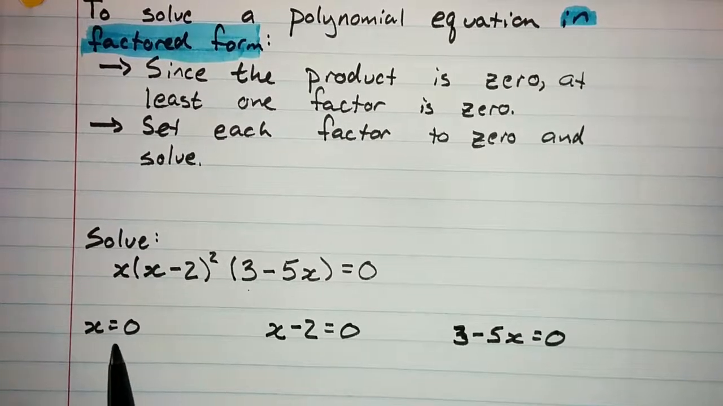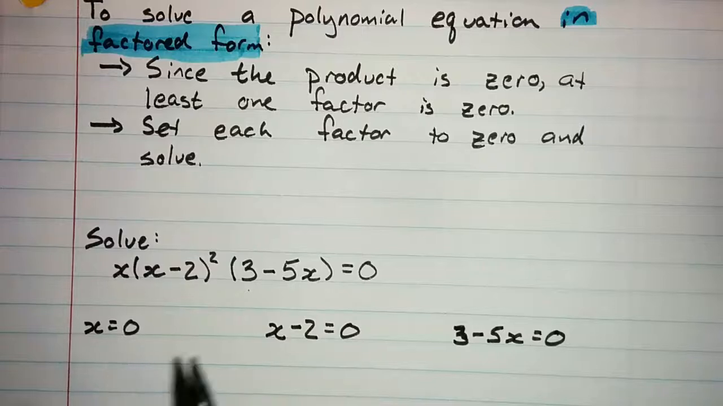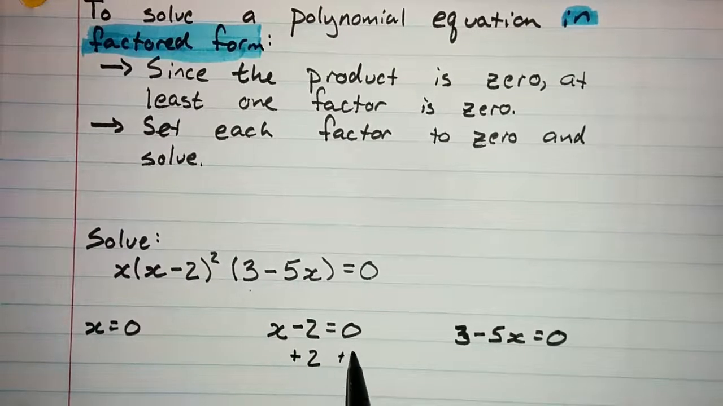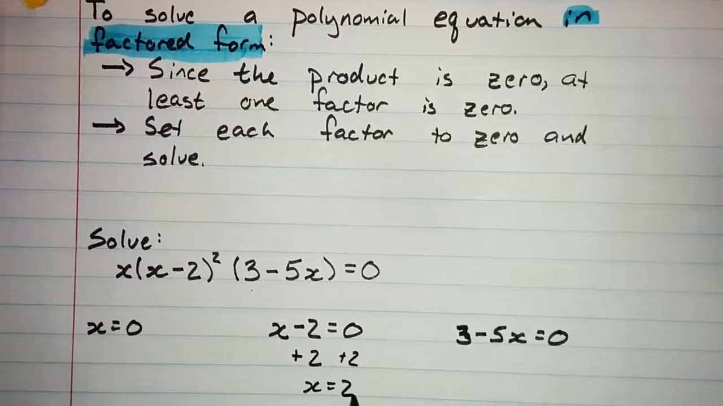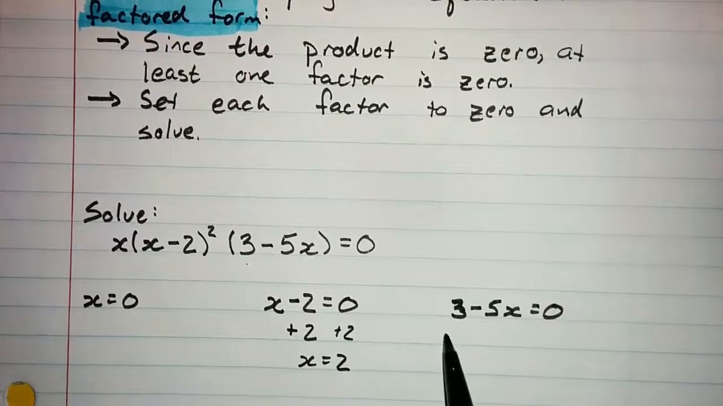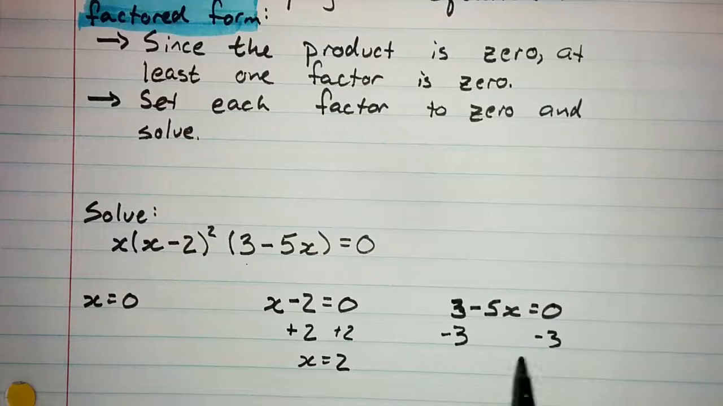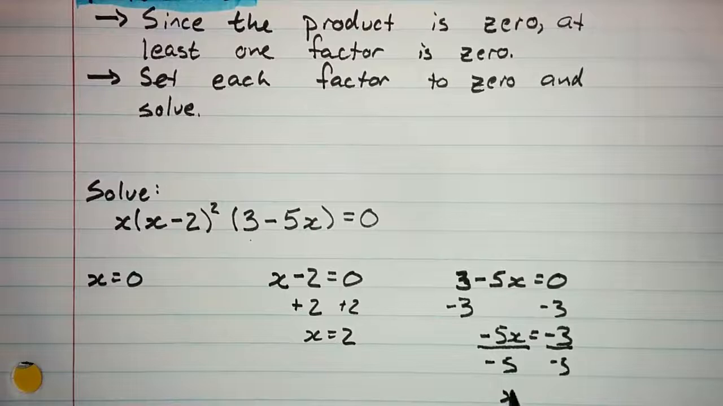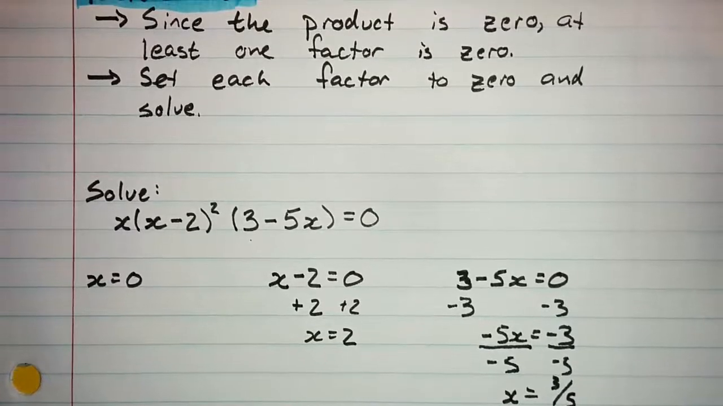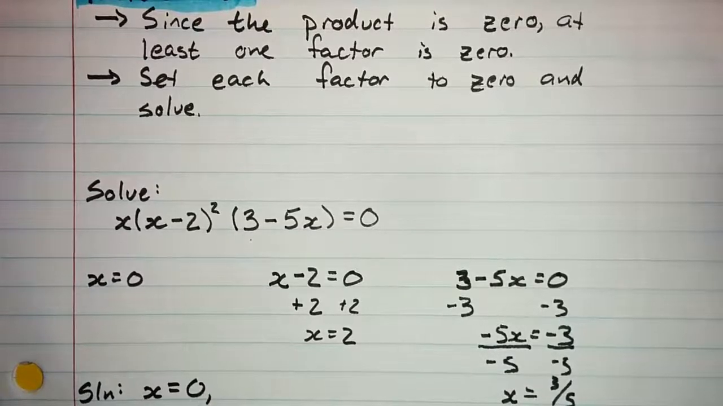All right, well, this one's already solved. That's pretty easy. Here we'll add 2 on both sides and get x is 2. Here we'll subtract 3 and get -5x equals -3. We'll divide by -5 and we'll get x equals -3 over -5, which is +3/5. Once we have the polynomial equation in factored form, solving is really easy.